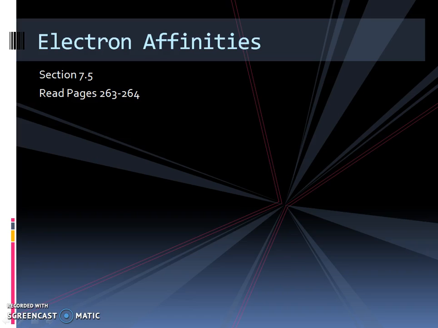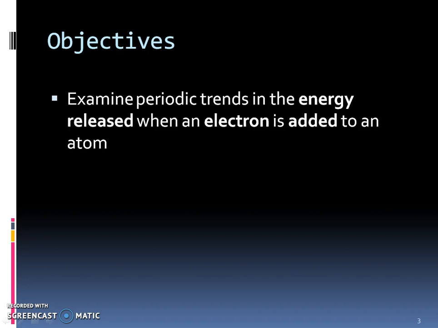So we talked about ionization energy already, and ionization energy is the amount of energy needed to remove an electron from an atom, or remove the second electron from an ion. However, what do you think electron affinity is, compared to ionization energy? Hopefully you guessed it. It's the energy released when an electron is added to an atom. So it's the opposite of ionization energy.